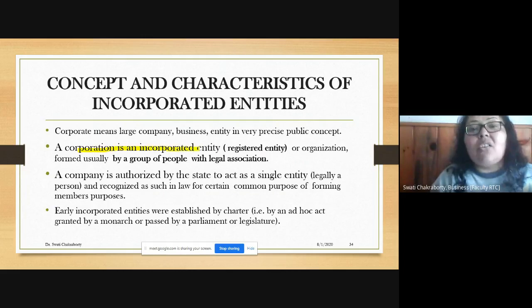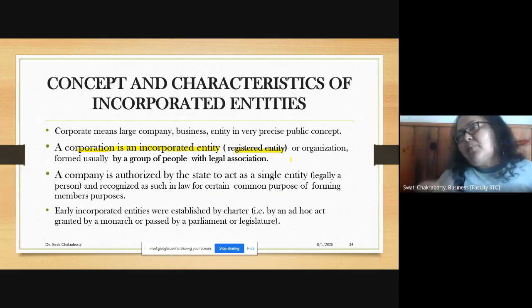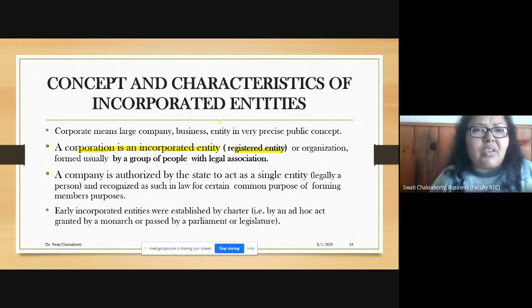Corporation is an incorporated entity. Corporation is the only incorporated entity which has a registered entity. It's registered, because if it's unincorporated, like the other types of companies, you don't have to register. It's not always mandatory to register. It's usually formed by a group of people with legal association, and it's authorized by the state, by the government, to act as a single entity, as one single person.